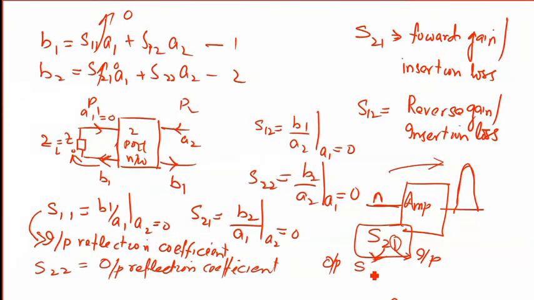Similarly, S12 का क्या मतलब है कि ये हमारे पास इनपुट है और ये हमारे पास आउटपुट है. ठीक है जी. सो बेसिकली पोर्ट 2 पे हम इनपुट दे रहे हैं, पोर्ट 1 से हम आउटपुट ले रहे हैं. सो बेसिकली इट्स अ रिवर्स गेन.